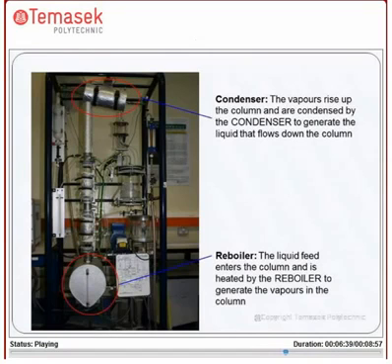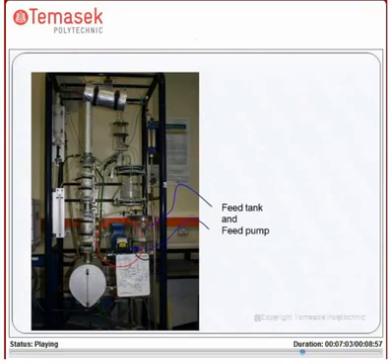The liquids which flow to the bottom of the column are boiled up in the reboiler to generate the vapor that flows up the column. It is the operation of the reboiler and condenser together that controls the operation of the distillation column and the final outputs obtained. Of course, we have a feed tank and a feed pump. Note that the feed is usually added somewhere in the middle of the column.